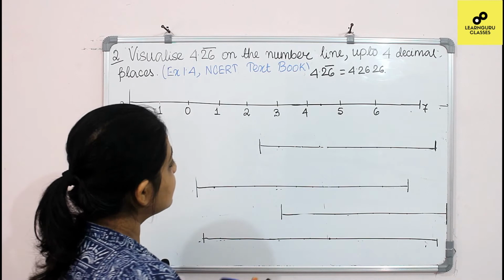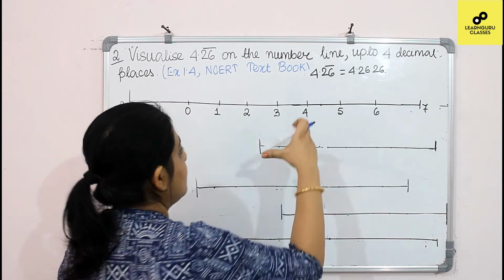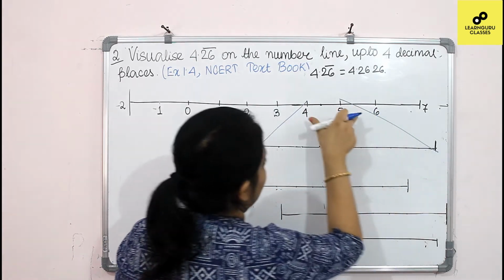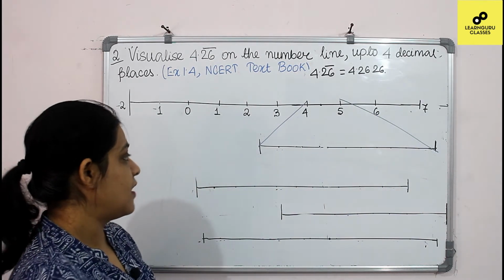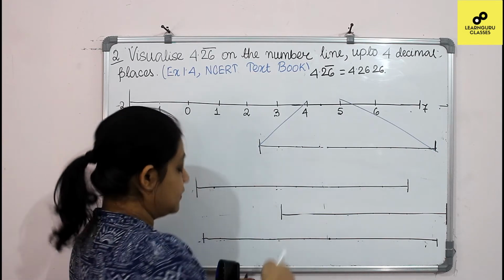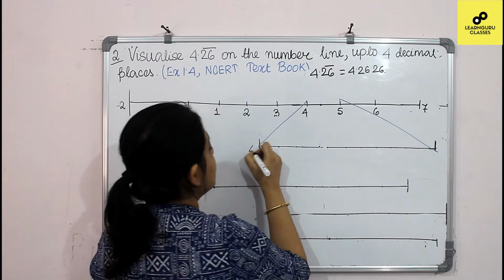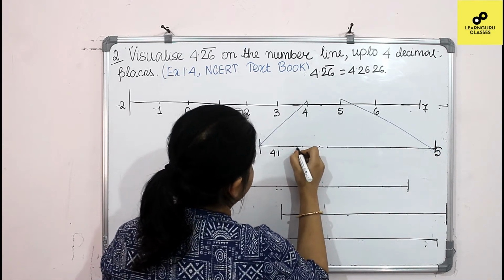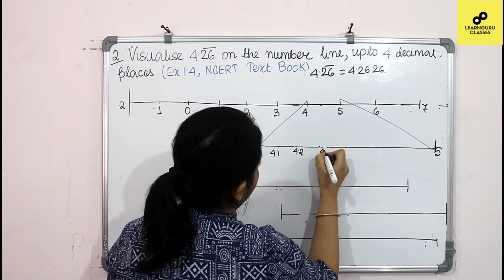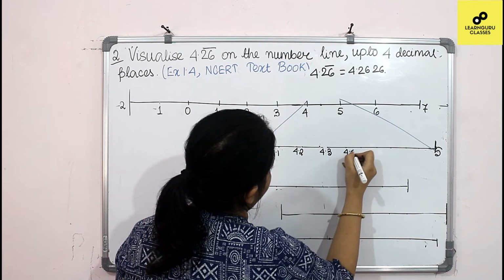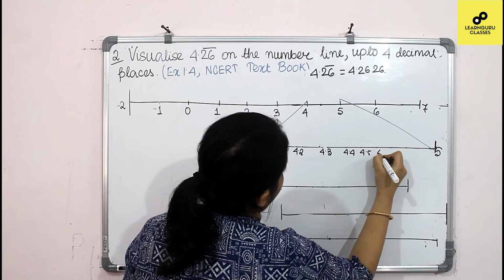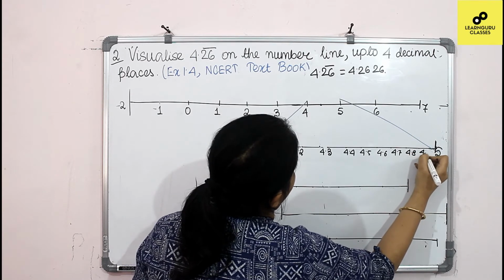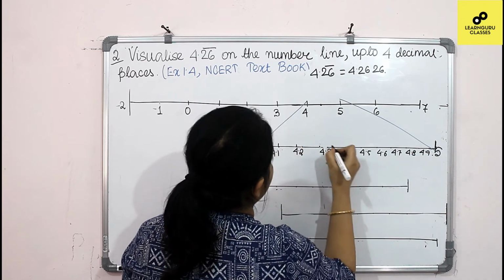So in the second line, we will give you an enlarged version of the space between 4 and 5. Now we will divide this space between 4 and 5 into 10 equal parts. So this is 4.1, 4.2, 4.3, 4.4, 4.5, 4.6, 4.7, 4.8 and 4.9. So these are the parts.